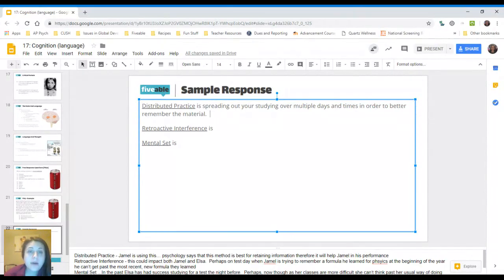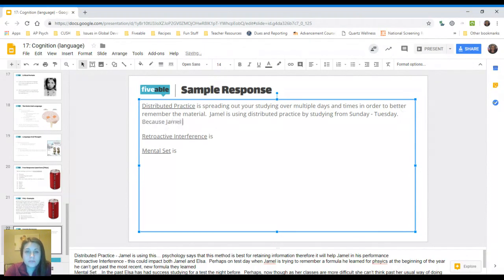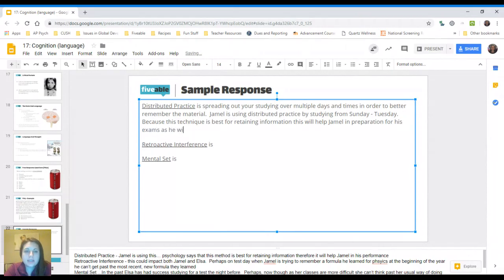Now I have to say how I see this applying to the prompt. So I would say Jamal is using distributed practice by studying from Sunday to Tuesday. And so now I've said who's using it. I have to talk about whether this is going to help or hinder Jamal in the studying of his finals. So I would say, because this technique is best for retaining information, this will help Jamal in preparation for his exams, as he will most likely score higher on his tests.